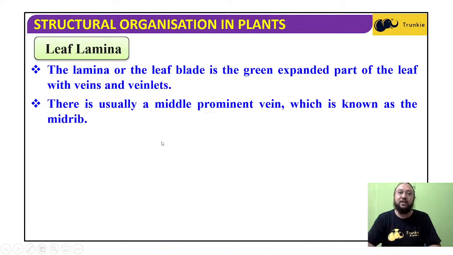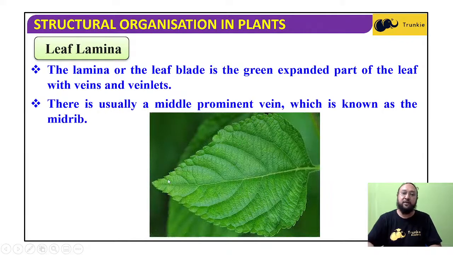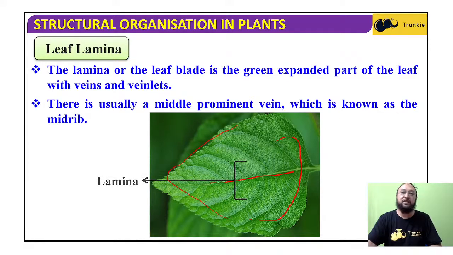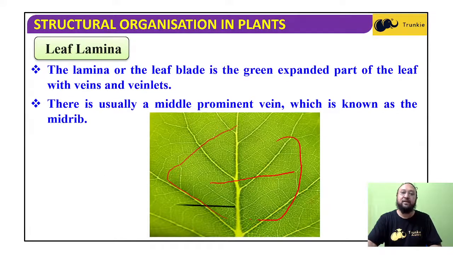So you can see this whole portion is the lamina, and this is the midrib. Lamina, and veins are there. You can see the whole portion is the lamina, and this is the midrib.